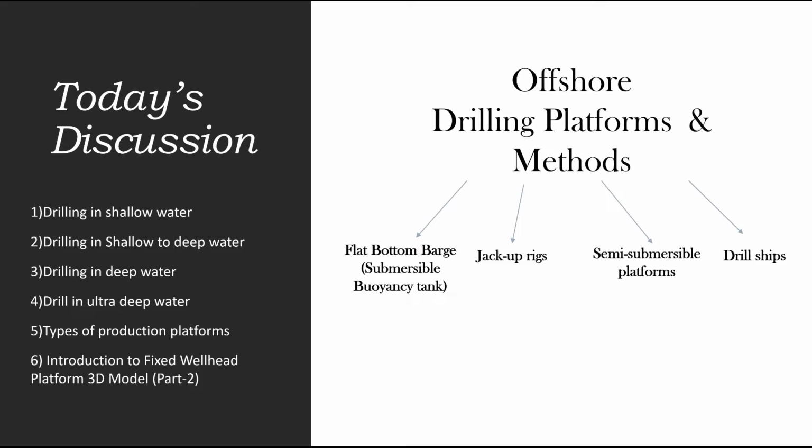So offshore drilling platforms are normally divided into 4 big categories, but there are many other types as well, but I will discuss the major ones. First one is flat bottom barge. It is completely submersible buoyancy tanks. Then there are jack-up rigs, then semi-submersible platforms. Jack-up rigs and semi-submersible, we will discuss in detail in the next slides. And drilling ships is again a ship with drilling equipment, everything with this.